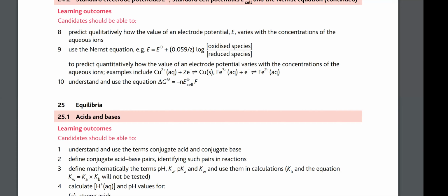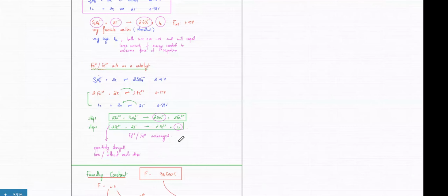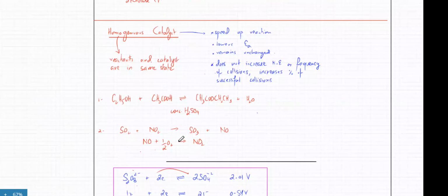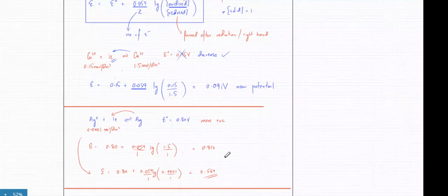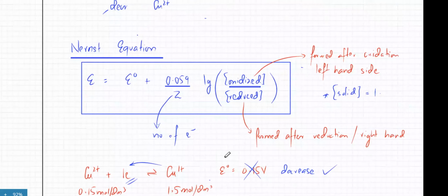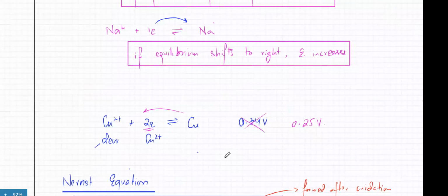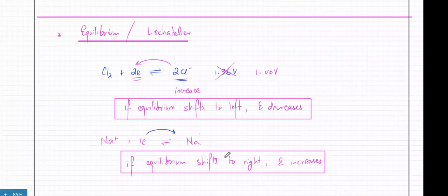I'll just quickly go over that one more time. So we did the Nernst equation probably on Monday. And we did the homogeneous catalyst example as well. This was the Nernst equation. I told you that.